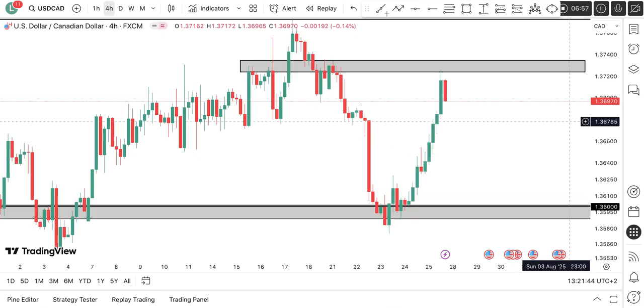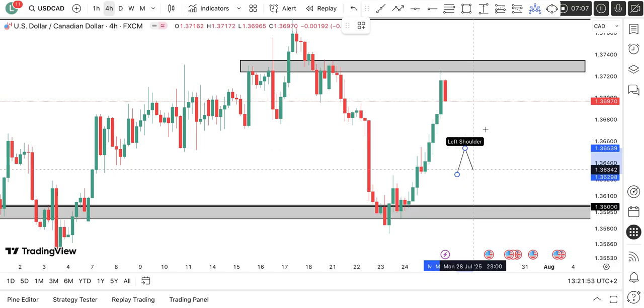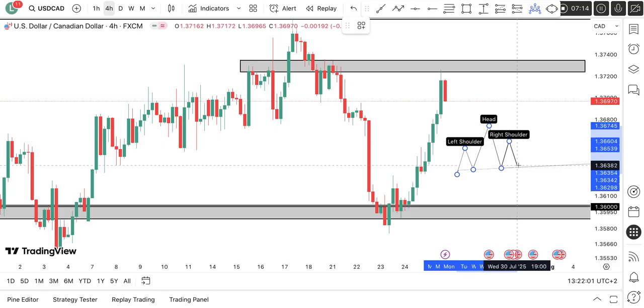Now there's something called a reversal pattern. The one we see right here is a head and shoulders, right? This is a head and shoulders: left shoulder, a head, a right shoulder. Now a head and shoulders is not a head and shoulders until they break the neckline, and this is the neckline.